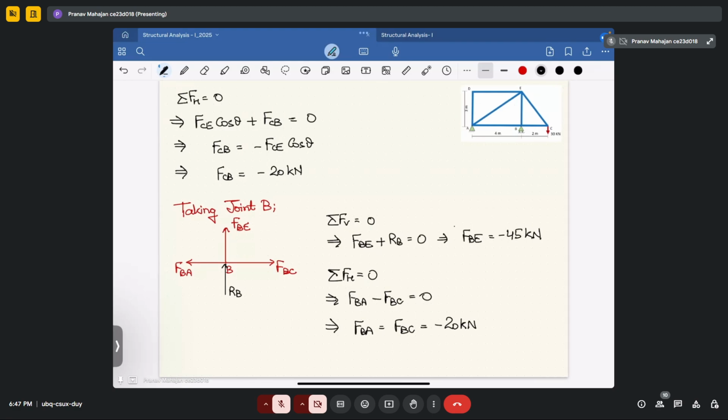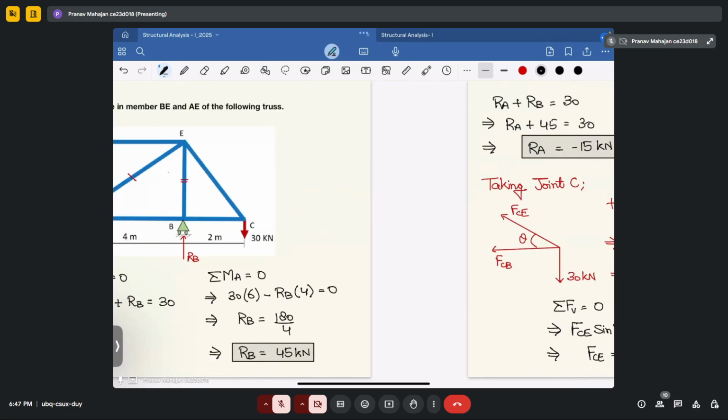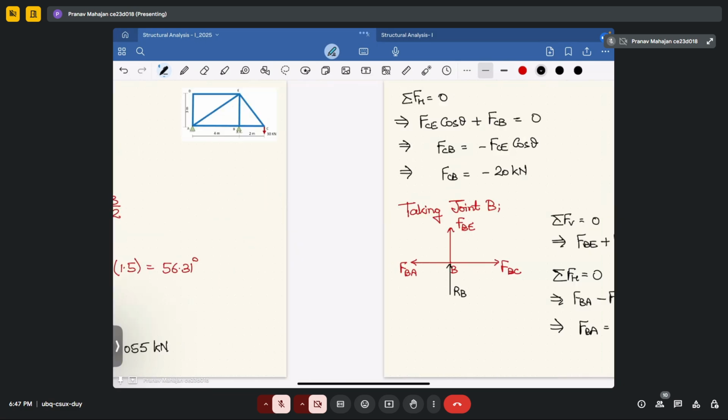So that means one force you already calculated, that is FBE. Now it is coming out to be negative, but we have assumed all forces to be tensile. So negative means your force is compressive. Fine. Now only one member is left for your calculation purpose, that is your member AE. Yeah, you have to calculate now AE.